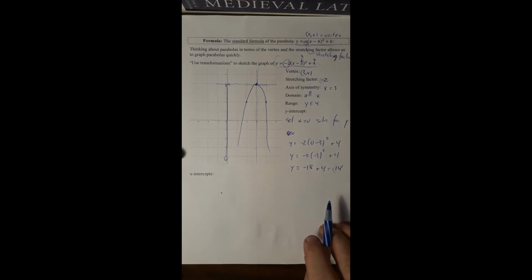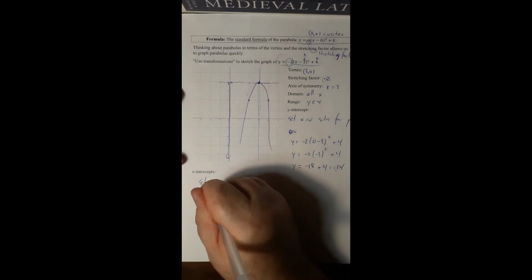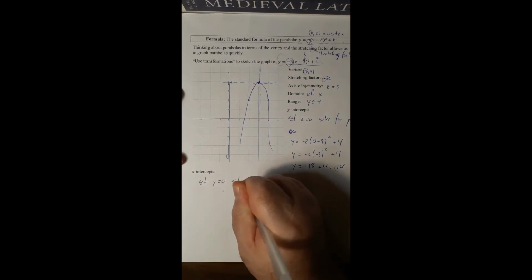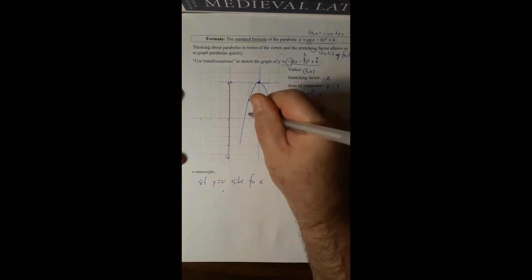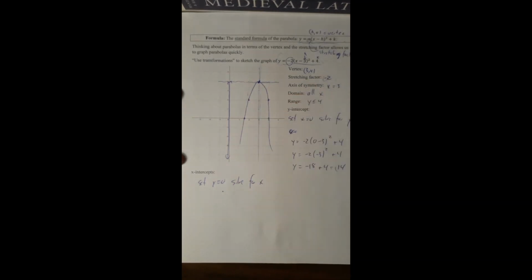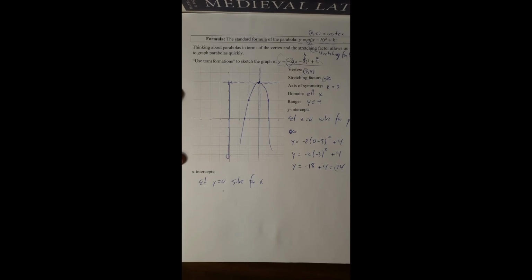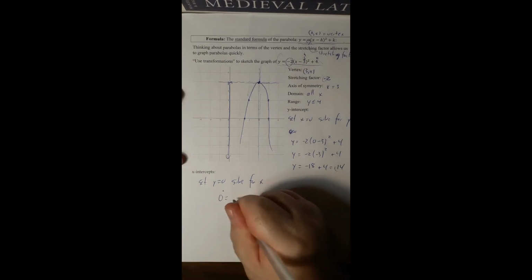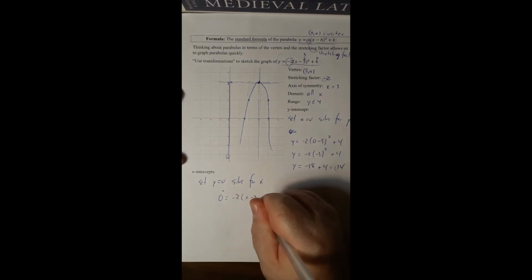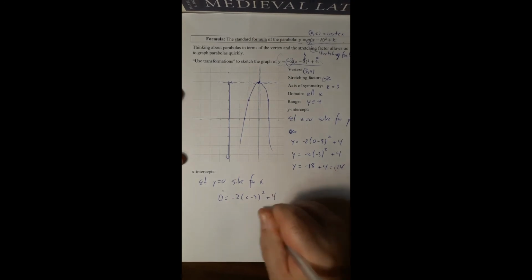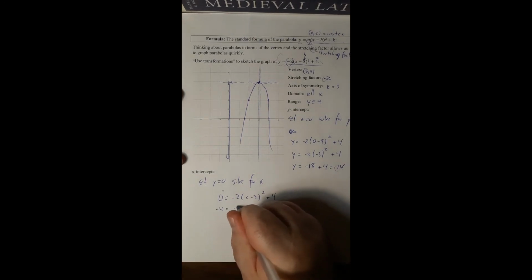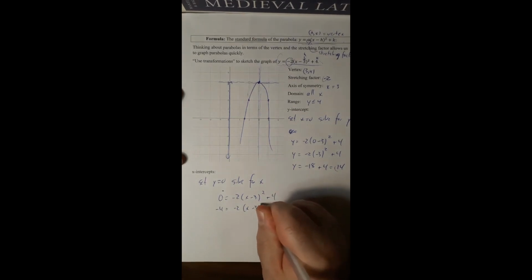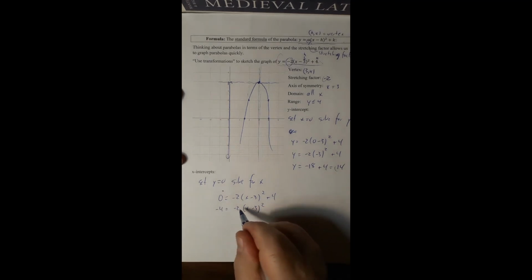What are the x-intercepts? Set y equal to 0, solve for x, right? Now we're looking for these 2 points. So 0 equals -2 times (x minus 3) squared plus 4. Subtract the 4 from both sides, and then you can divide by the -2. -4 divided by -2 is just 2.